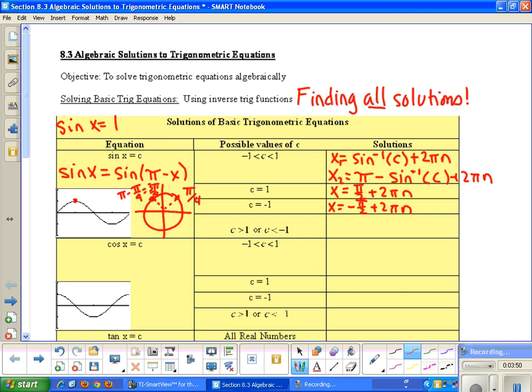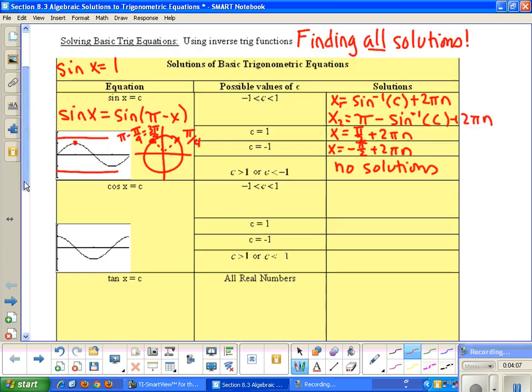It doesn't really matter. Then for the next case, if c is above 1 or below negative 1, you would not have anything on your graph, because it's a unit circle. So in this case, there would be no solutions.